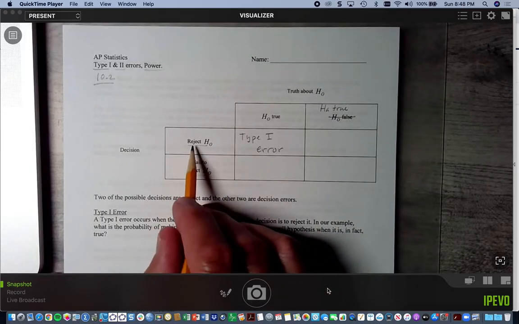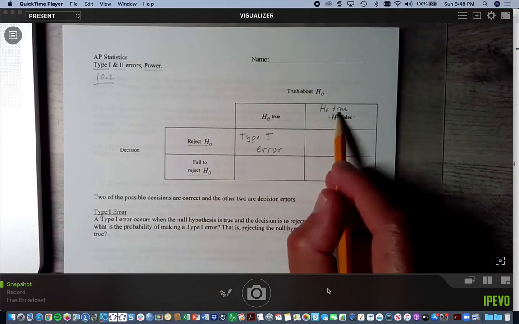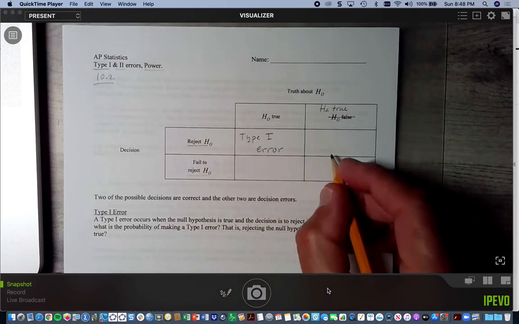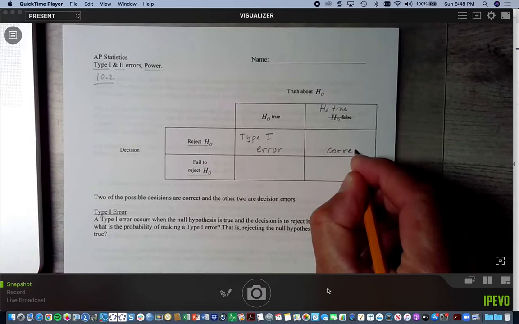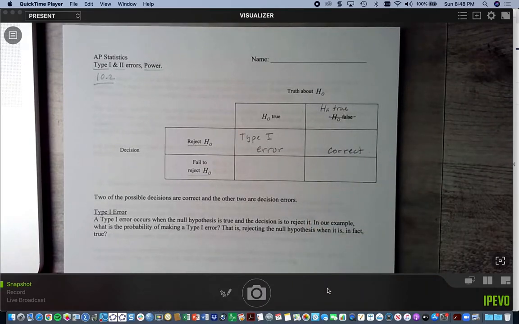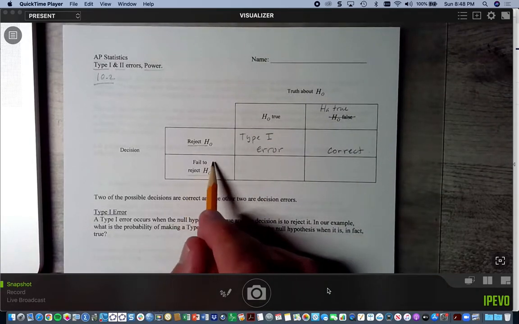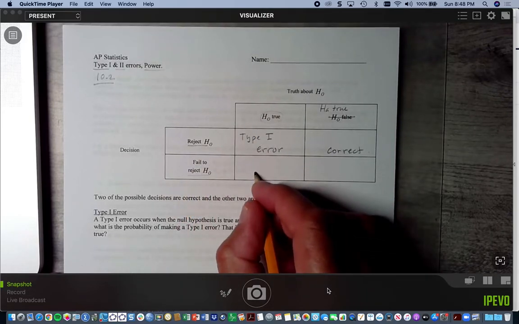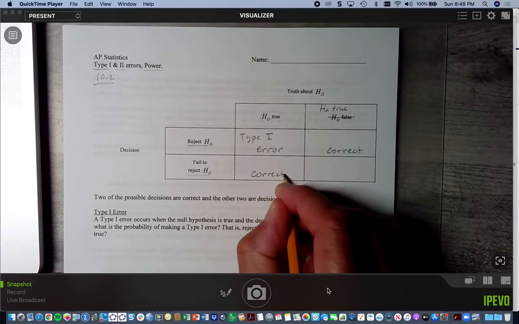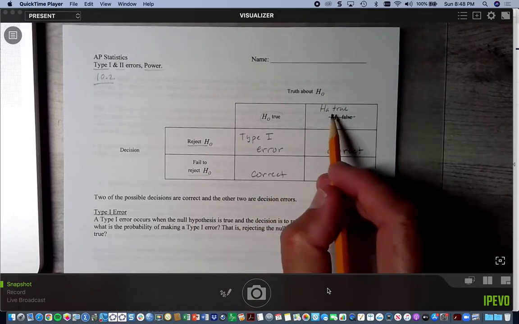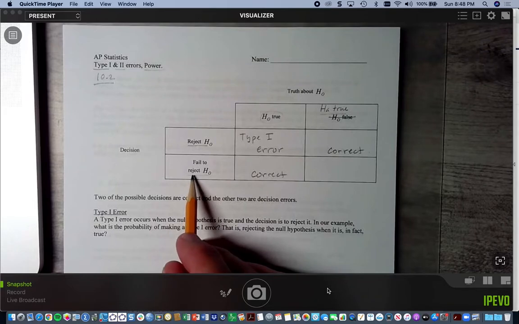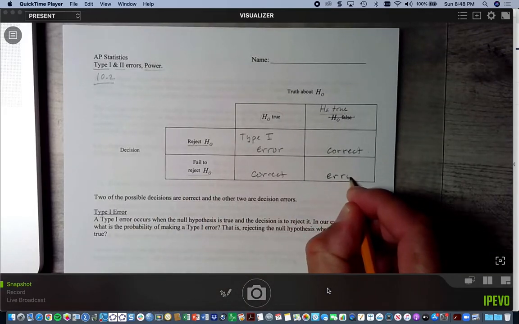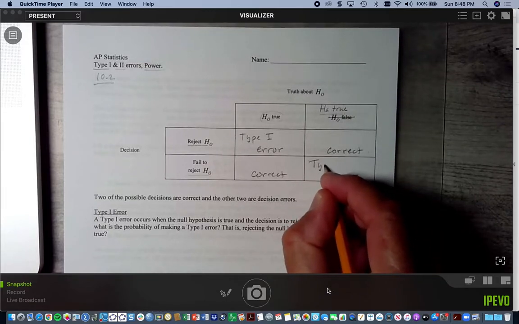Now, if the alternative is true, then the correct decision would be to reject the null. So this is a correct decision. Down here, if the null hypothesis is true and we don't reject it, this is also a correct decision. But if the alternative is true and we fail to reject the null, then this is an error, and this is the type 2 error.